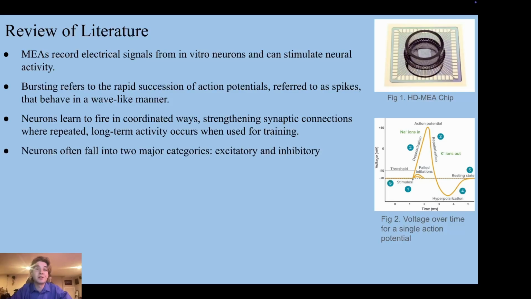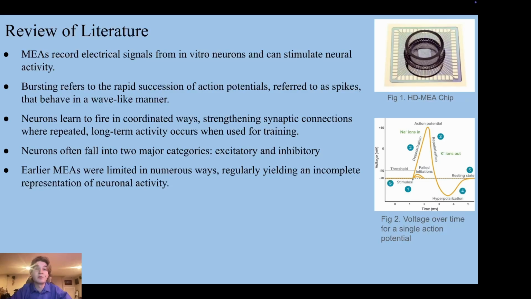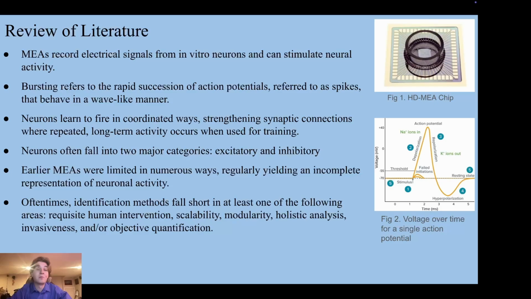In regards to bursting, a neuron is either considered excitatory or inhibitory. Excitatory neurons start bursts, and inhibitory neurons stop them, preventing them from continuing forever. Now, earlier MEAs were very limited and yielded fragmented recordings of neural activity. With modern improvements in MEA technology, researchers can also record more accurately, faster, and for longer. However, many modern methods of identifying excitatory or inhibitory neurons came with drawbacks.